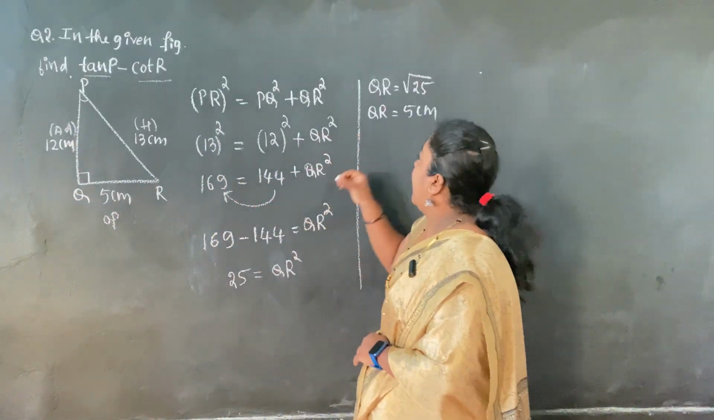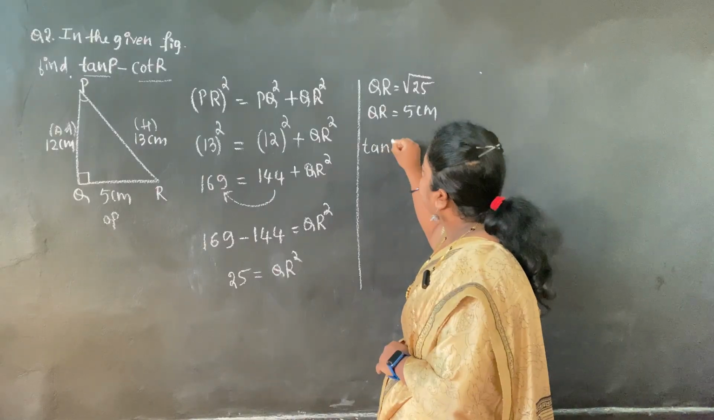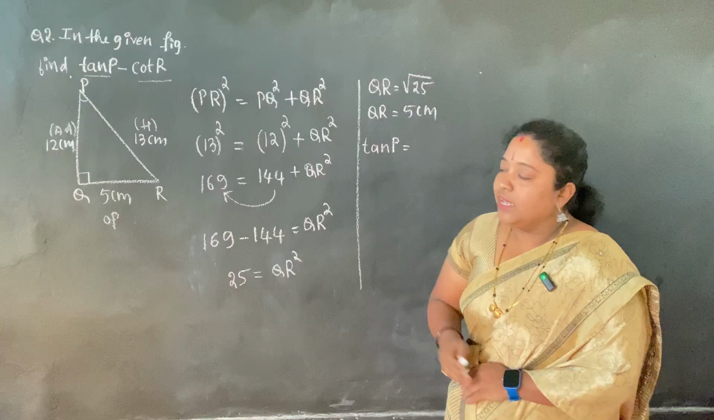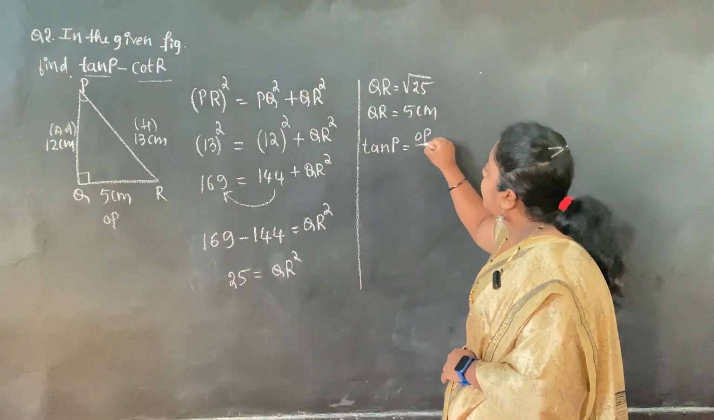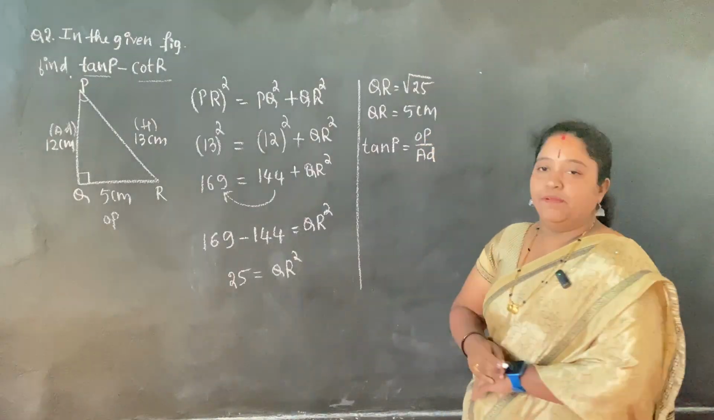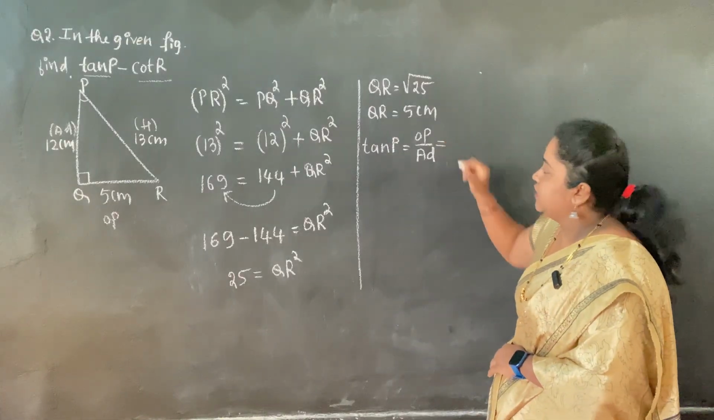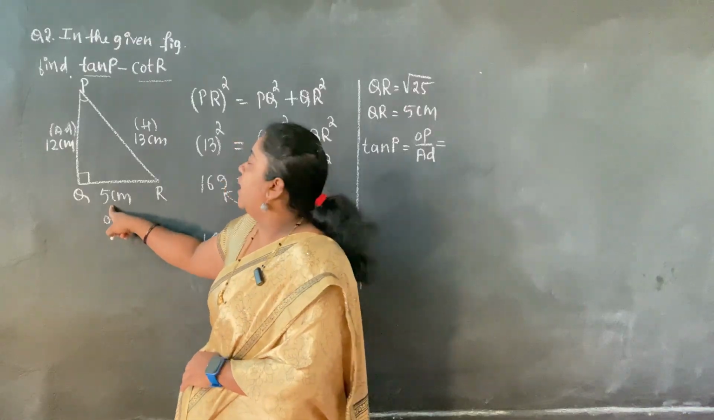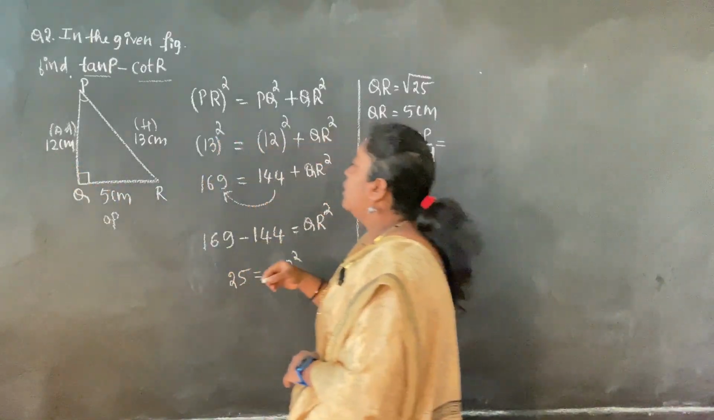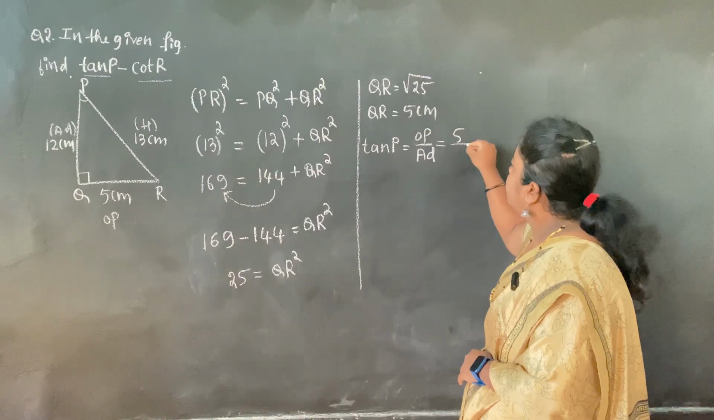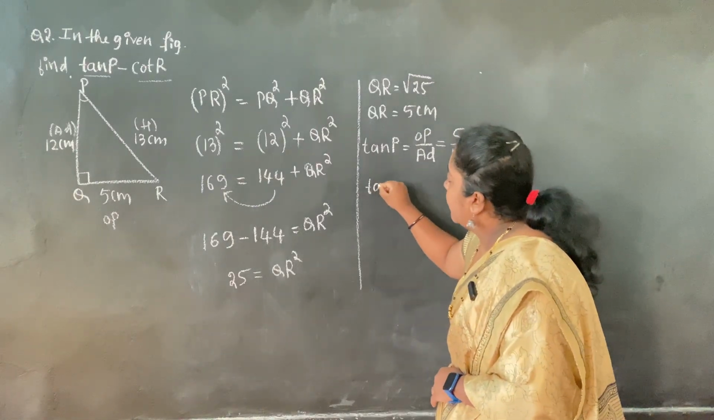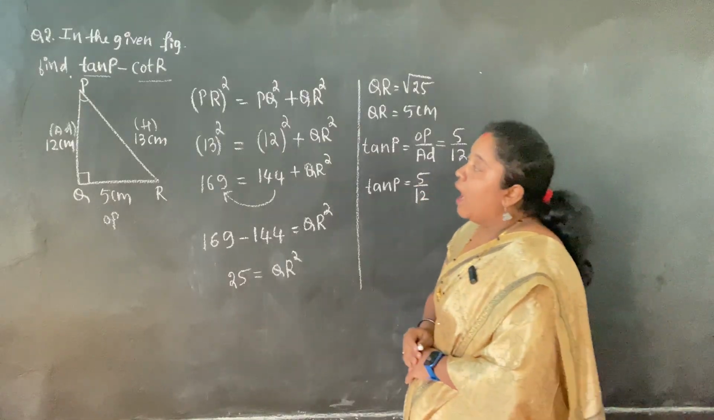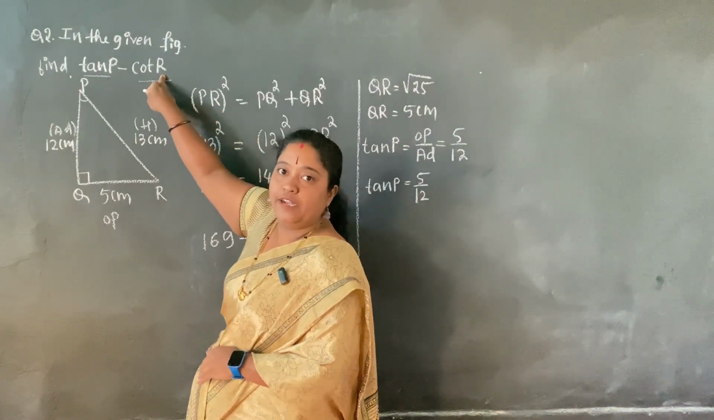Fine. Now tan P. Now quickly remember the formula with respect to tan. So tan is the ratio given by opposite side to adjacent side. Yes or no? Opposite side to adjacent side. Now look at the diagram. Which is the opposite side? I have 5, and adjacent is 12. So tan P is 5 by 12. So I got tan P as how much? 5 by 12.